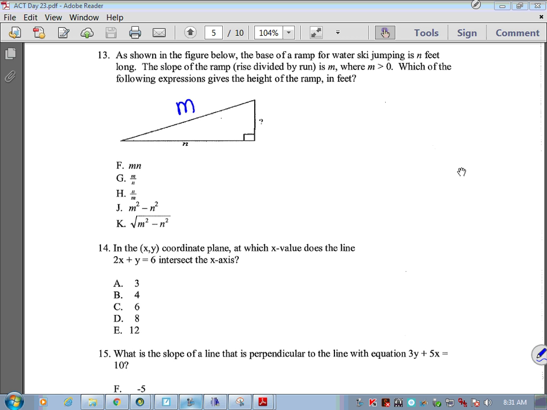So, x over n equals m, right? So here I'd have to multiply by n, so x equals m times n. Okay? So it's a lot simpler than it looks, but it's tricky. So that's how you get F for that.